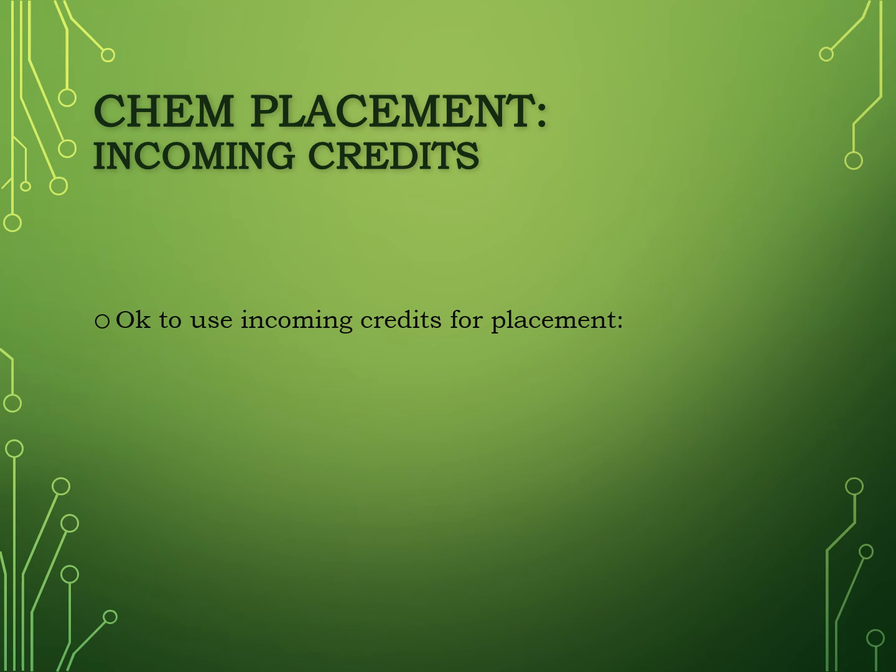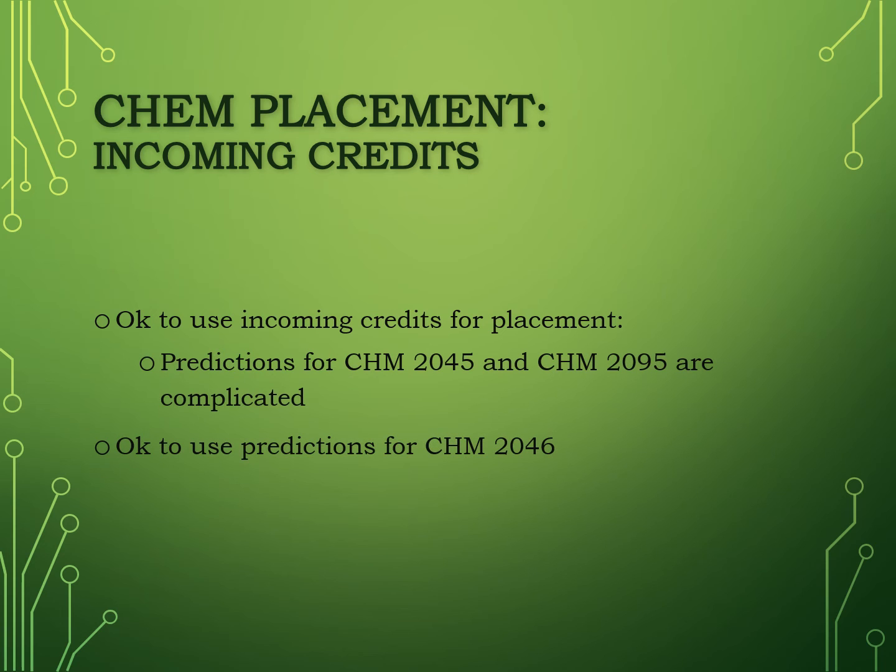And this is just a reminder. We talked about this in the math module, but of course it's okay to use incoming credits for placement. But this is where things get super tricky with the predictions. So we talked about predictions as it relates to math and the math module. Predictions for chemistry are sneaky. You can use predictions to a point for Chem 2045 and Chem 2095.